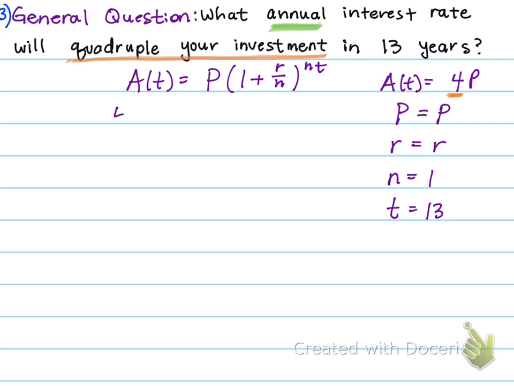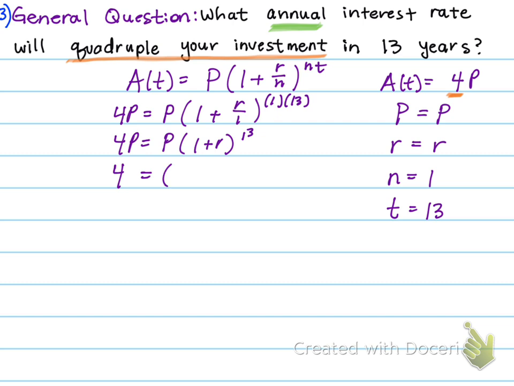So I set up my function. I have 4P is equal to P times 1 plus R over 1, all raised to the 1 times 13. From here, I'm going to simplify that. So I have 4P equals P times 1 plus R to the 13th power. From there, I'm going to do what I did on the last one, where I get rid of the initial value by dividing both sides by it. So I get 4 is equal to 1 plus R to the 13th power.